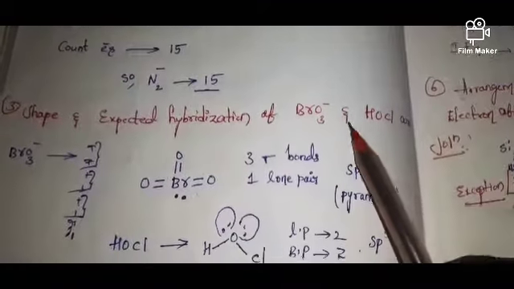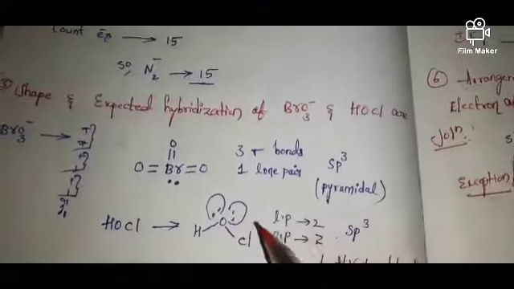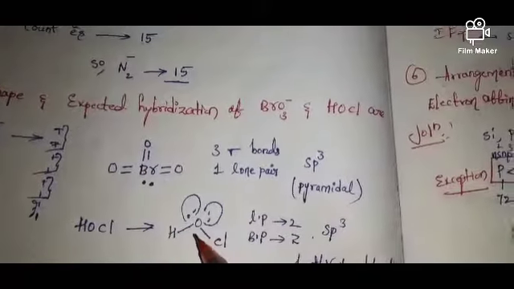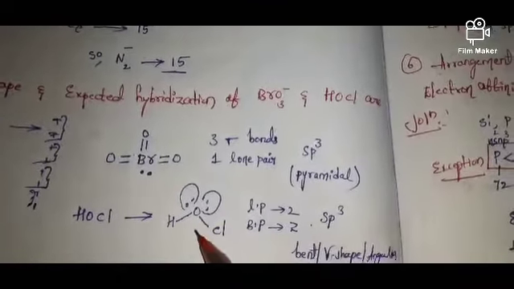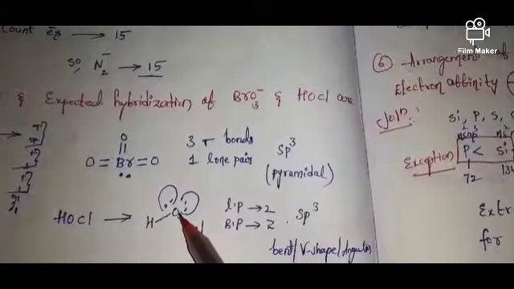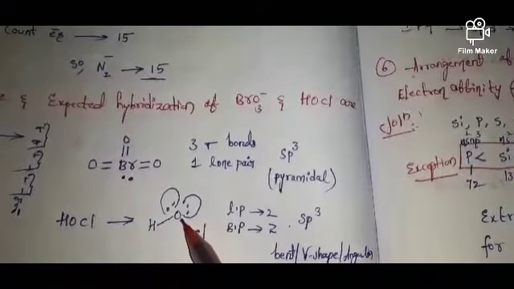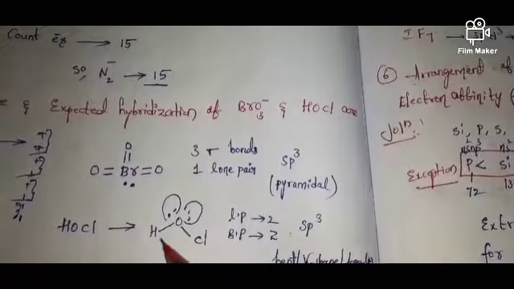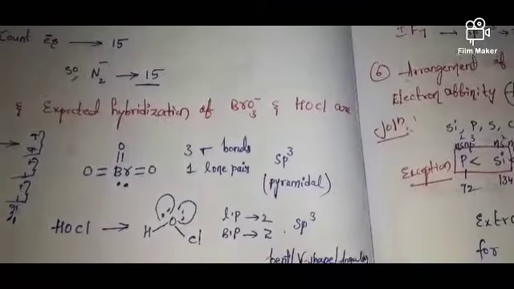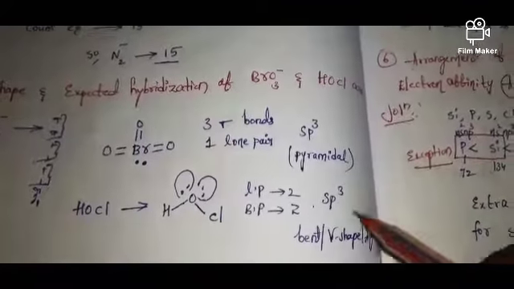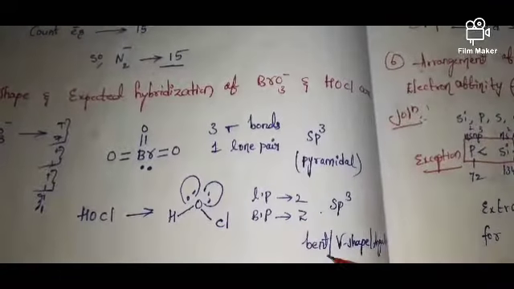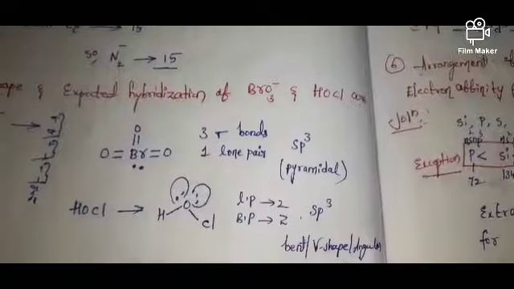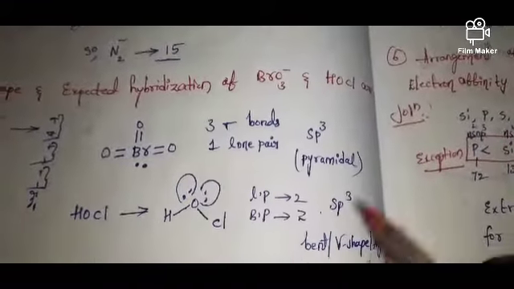Okay, next let us see HOCl. The structure of HOCl, we can say, is bent or V shape or angular. It has two lone pairs of electrons and two bond pairs, so it undergoes sp3 hybridization and the shape is bent, V shape or angular. I think in the options they have mentioned bent.